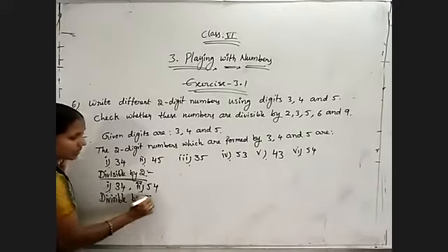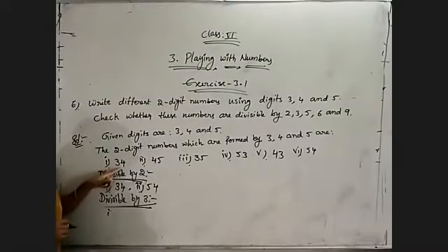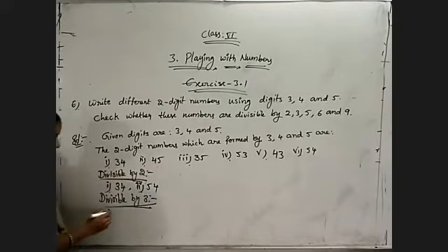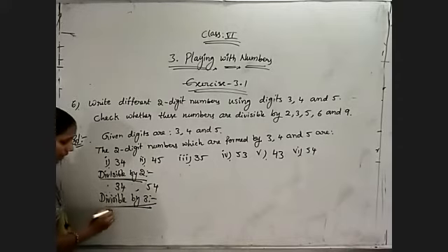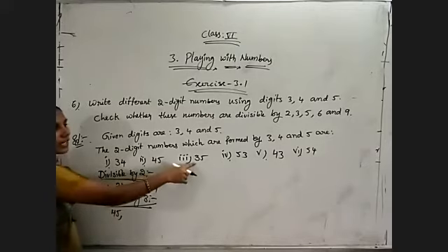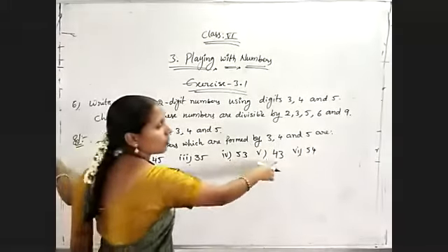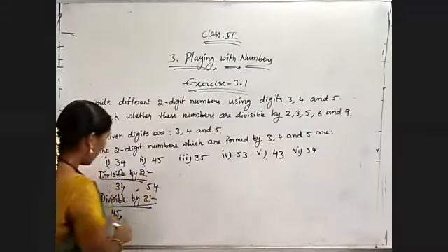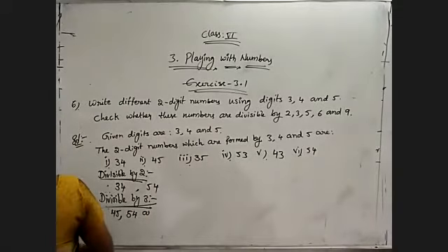Okay. Coming to next, divisible by 3. Which numbers are divisible by 3? So sum of the digits. First one, 3 plus 4, 7. 7 we are not getting in the 3 table, so it is not divisible by 3. 4 plus 5, 9. 9 we will get in the 3 table. 35, 3 plus 5 is 8, so it is not divisible by 3. 5 plus 3, 8. 4 plus 3, 7. 5 plus 4, 9. So 45 and 54 are divisible by 3 because their sum is equal to 9.